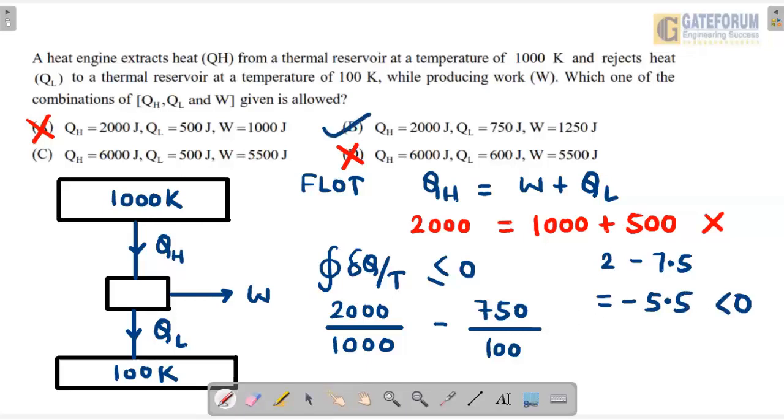Only one option will be correct. Therefore, option number B is correct. Clear, my dear? Because when you apply the Clausius inequality in the other options, there will be a violation. It will be greater than 0. Similarly, it will be greater than 0. Therefore, the right answer is option number B. Okay, so use the first law and the Clausius inequality, you will get the right answer.